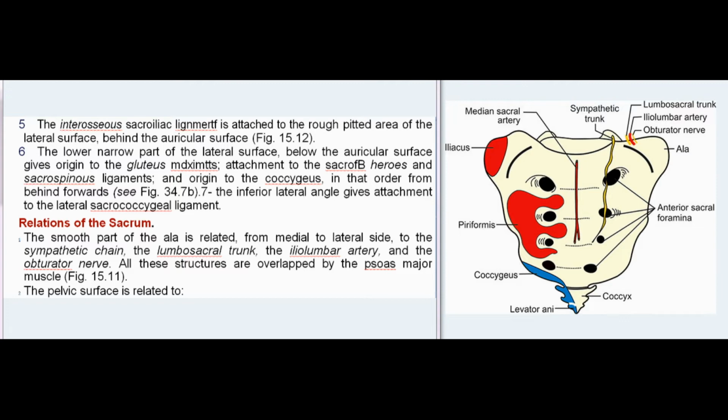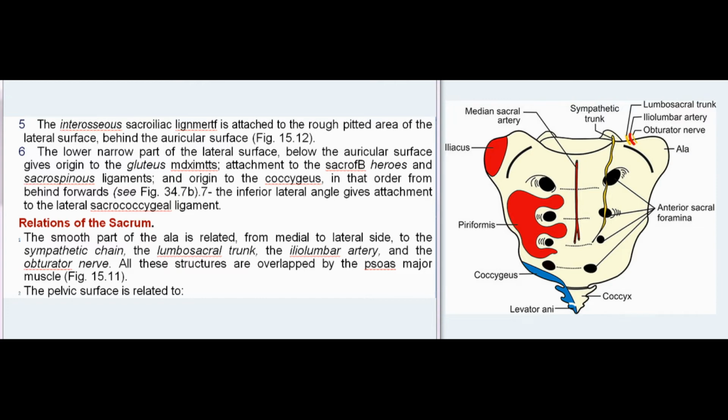Relations of the sacrum. 1. The smooth part of the ala is related, from medial to lateral side, to the sympathetic chain, the lumbosacral trunk, the iliolumbar artery, and the obturator nerve. All these structures are overlapped by the psoas major muscle, Fig 15.11.